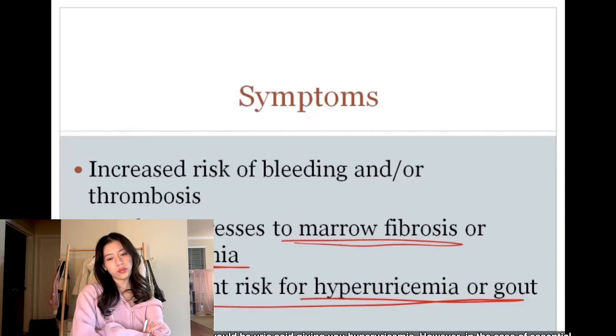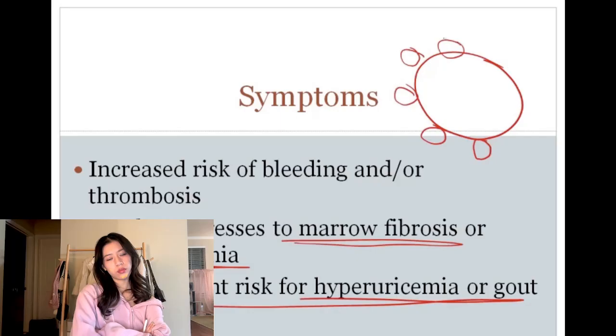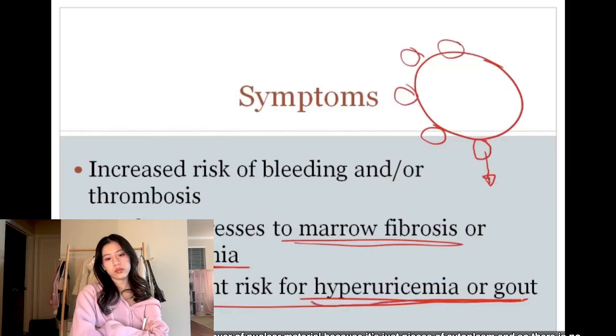However, in the case of essential thrombocythemia, remember, how do platelets develop? If this is the megakaryocyte, the way by which the platelets develop is that they are actually just pieces of megakaryocyte cytoplasm, and the platelet really doesn't have a nucleus. And so when these platelets are being overproduced, there is no excess turnover of nuclear material because it's just pieces of cytoplasm. And so there is no significant risk for hyperuricemia or gout.